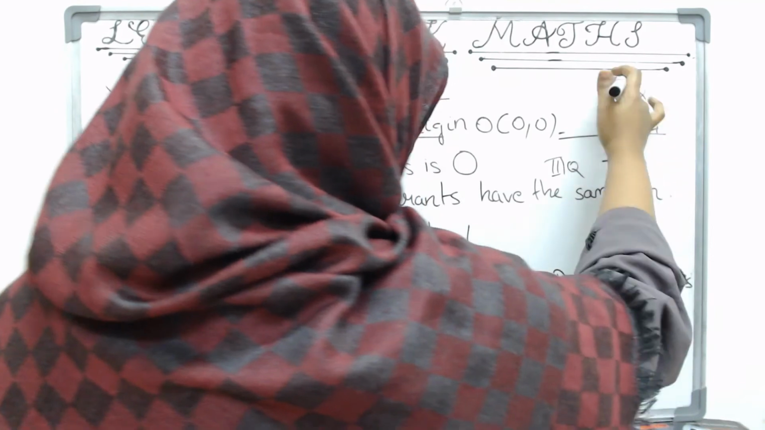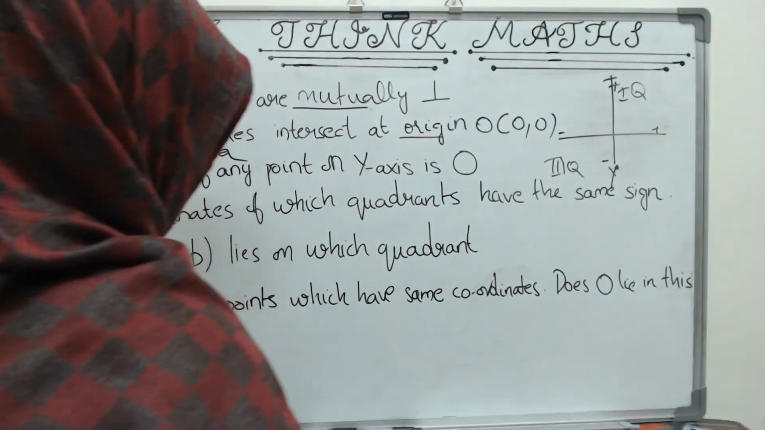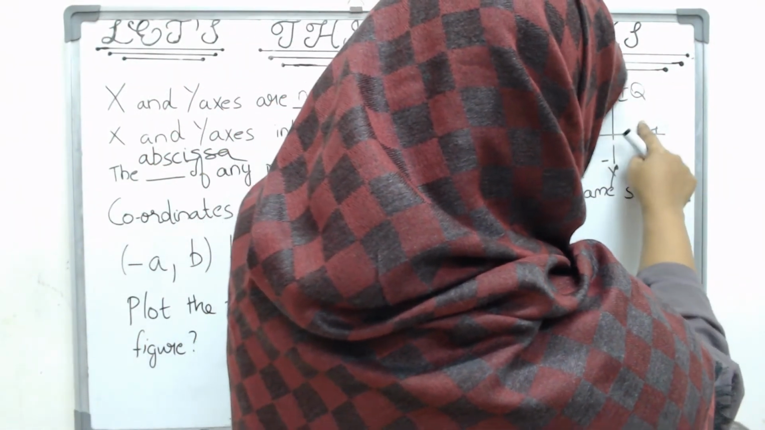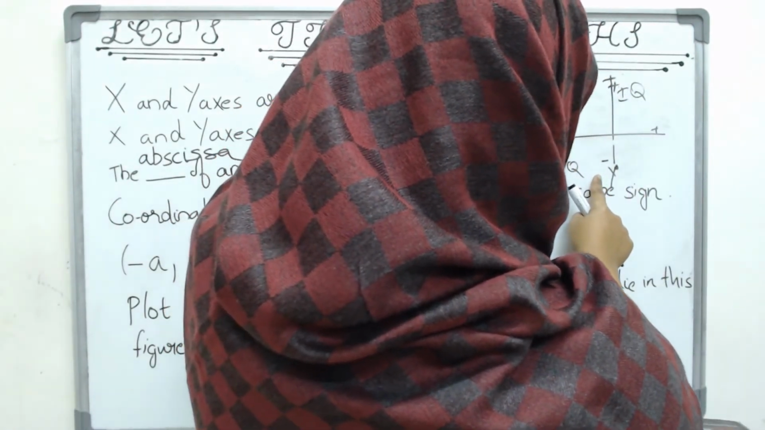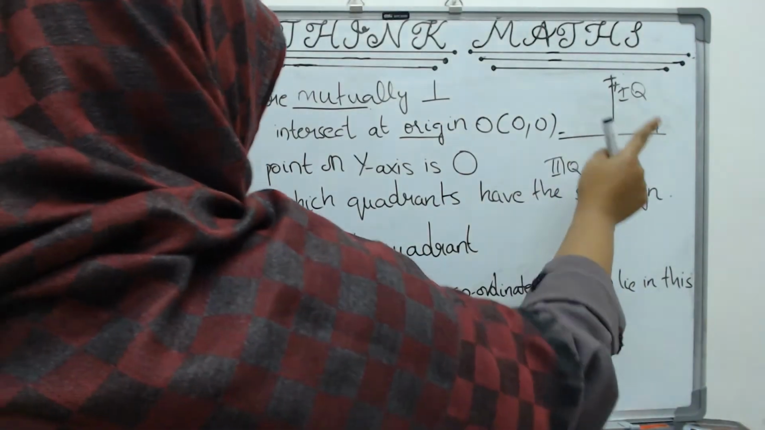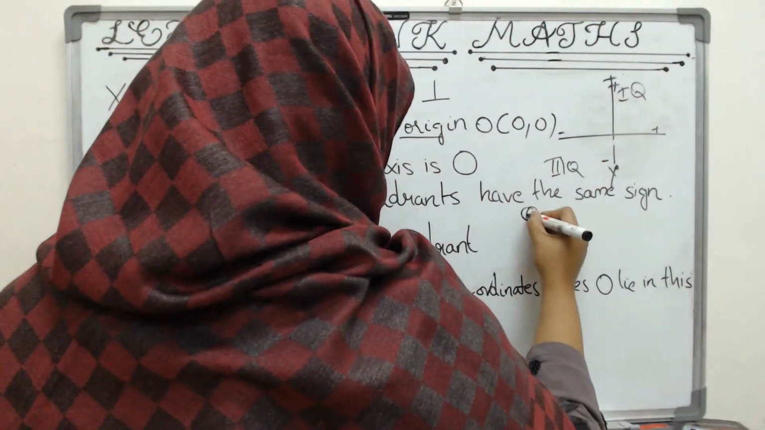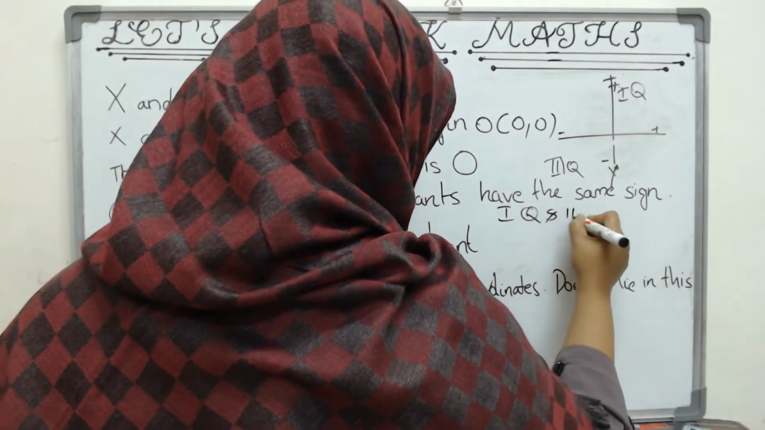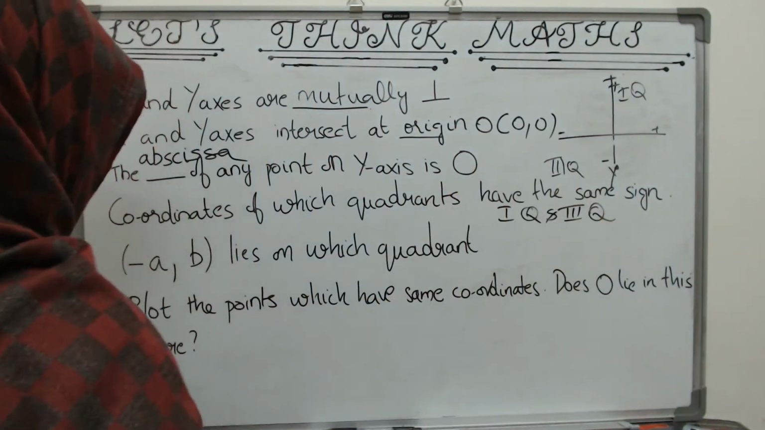In the first quadrant, both the abscissa and the ordinate will be positive. You see what is happening here? The positive side of the x and the positive side of the y meet here. The negative side of y and the negative side of x meet here. So here everything will be positive, here everything will be negative. So the first quadrant and the third quadrant have the same sign. Here all positive, here all negative.